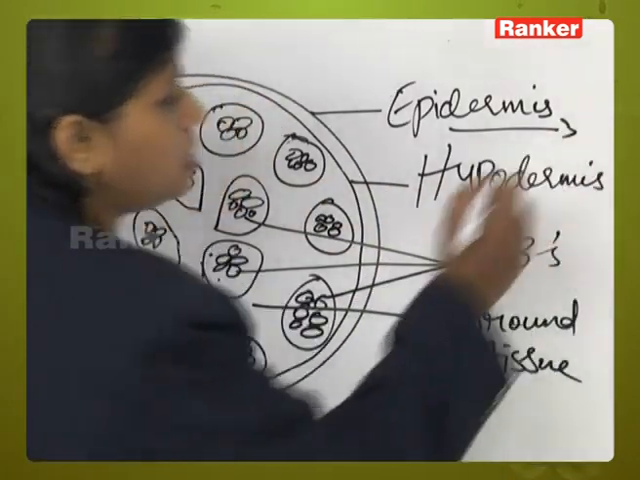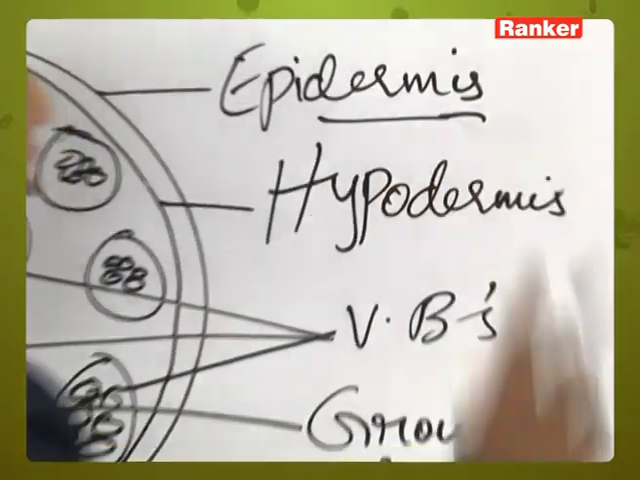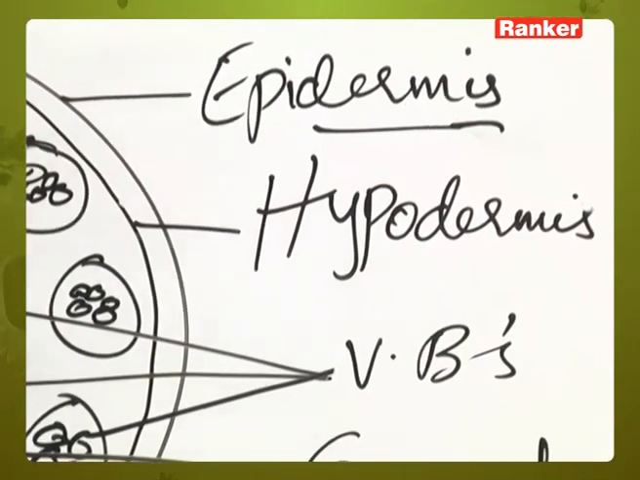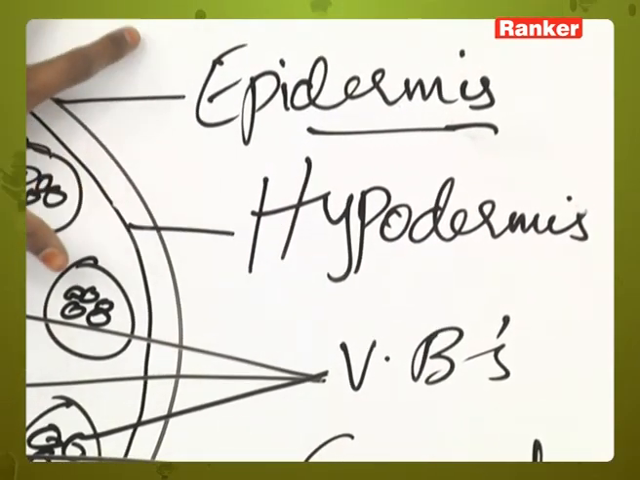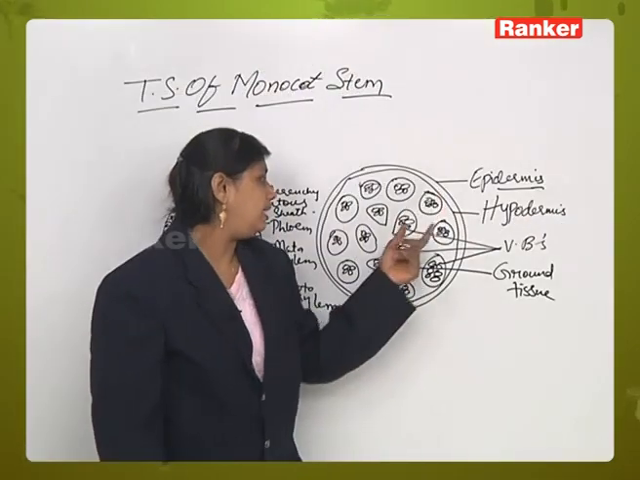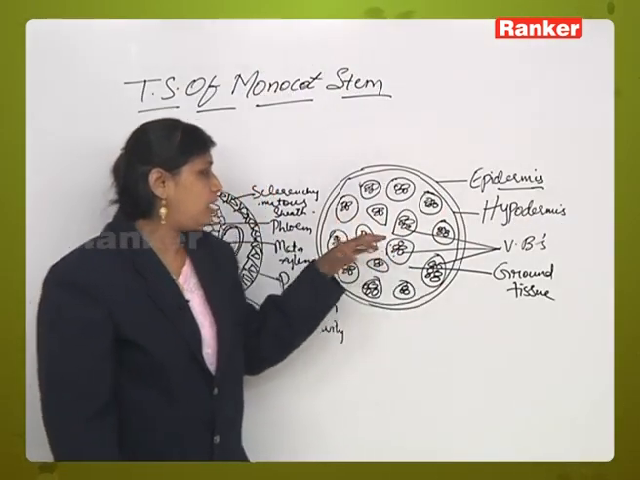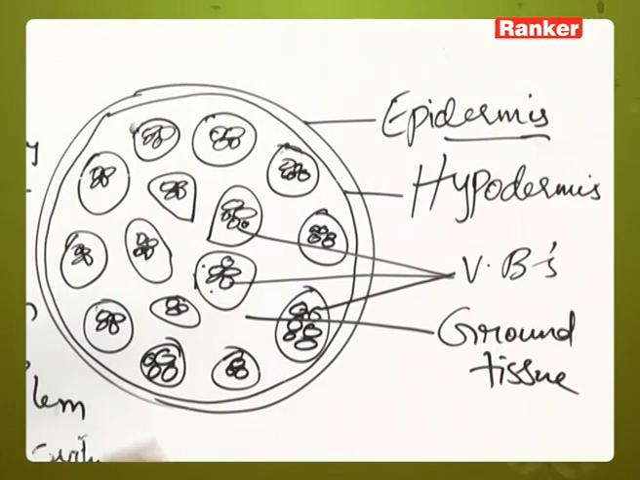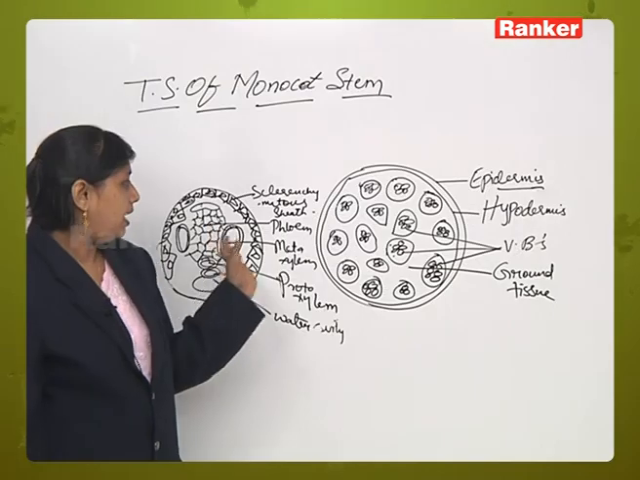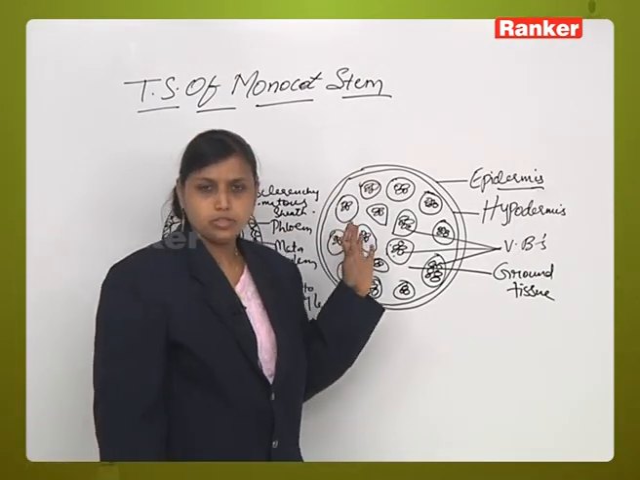So what is epidermis here? Epidermis is, as we all know, the outermost protective layer and it is single layered. It is the outermost protective layer of the monocot stem, and it has some epidermal hairs also coming out.